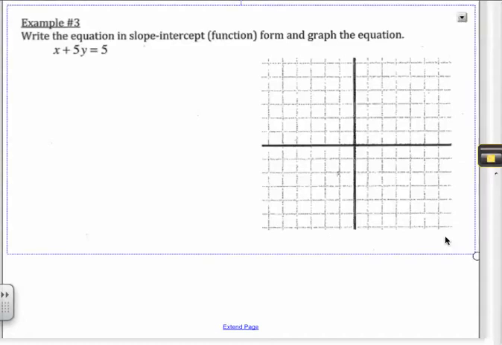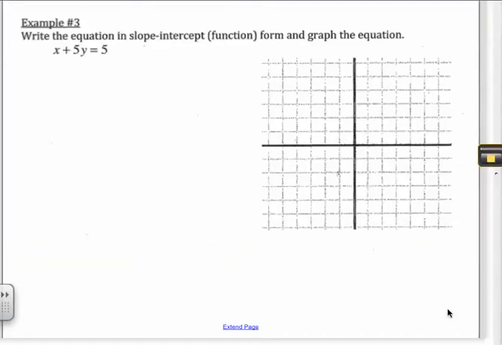Okay, guys, example number 3 says, write the equation in slope-intercept function form and graph the equation. Okay, what do I need to do here? What's the first thing I should do here? Arjun? Minus x. Okay, I'm going to subtract x from both sides, and I'm going to get 5y is equal to negative x plus 5. Remember, in function form, the x always comes before the constant. A constant's a number without a variable.